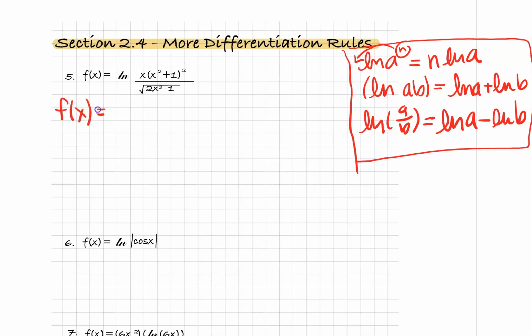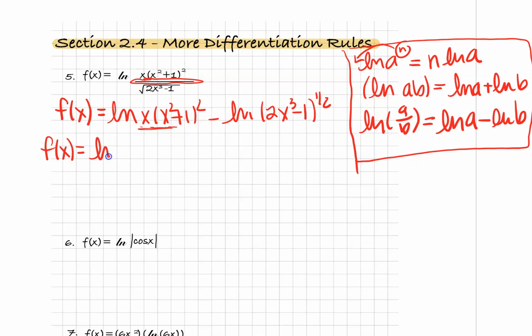So f of x is equal to, well, first I'm going to separate out this division. That gives me ln of x times x squared plus 1 squared, minus ln of the square root of 2x cubed minus 1. Next I'm going to get rid of that radical and change it to a fractional exponent, which gives me 2x cubed minus 1 to the 1/2. Next I'm going to expand out this multiplication. That gives me f of x equal to ln x plus ln of x squared plus 1 squared, minus ln of 2x cubed minus 1 to the 1/2.